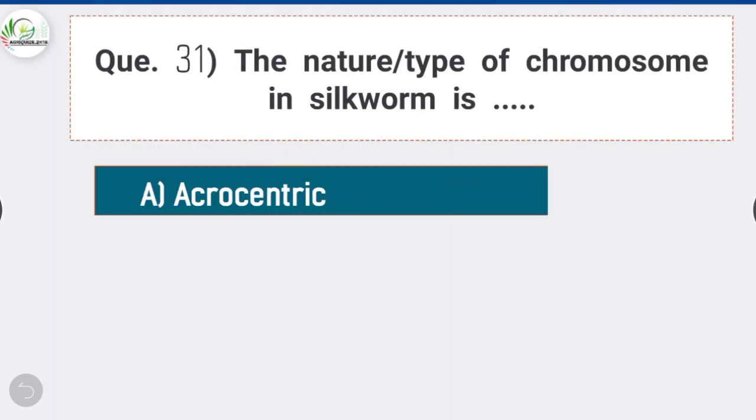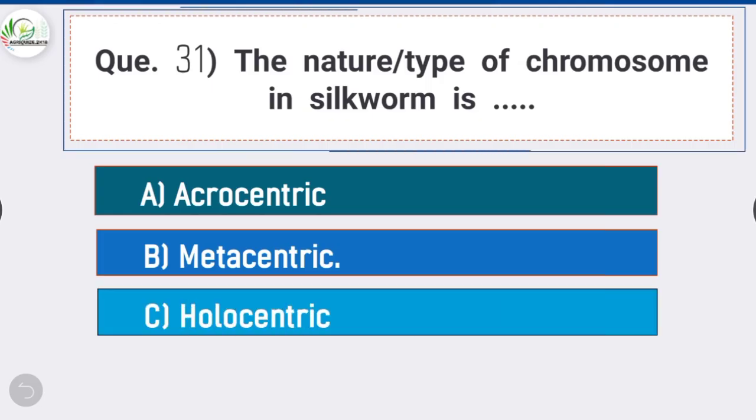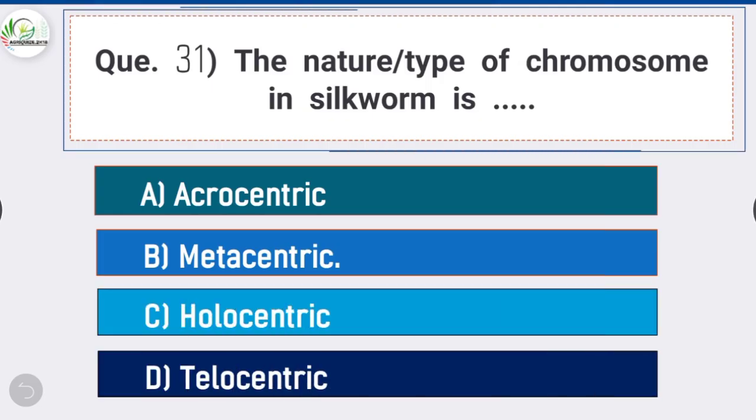Question number 31. The nature or type of chromosome in silkworm is, option B is the correct answer, metacentric. The nature or type of chromosome in silkworm is metacentric.